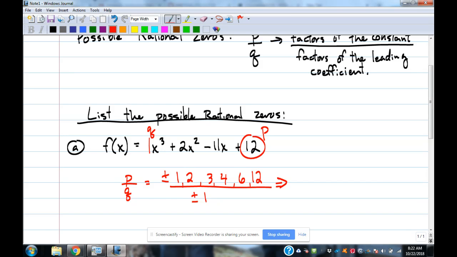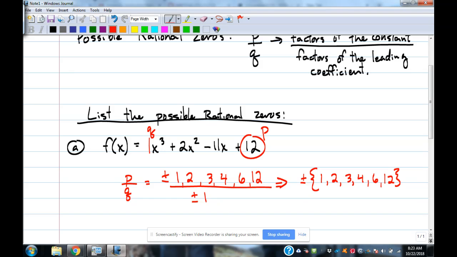1 divided by 1, 1. So it's plus or minus 1. I'm going to put plus or minus and then a little curly brace to say it's plus or minus everything after that. 1. 2 divided by 1 is 2. 3 divided by 1 is 3. 4 divided by 1, 4. 6 divided by 1, 6. 12 divided by 1, 12.